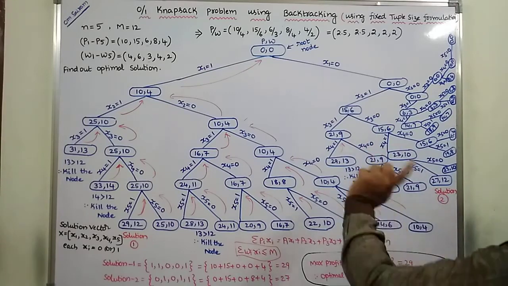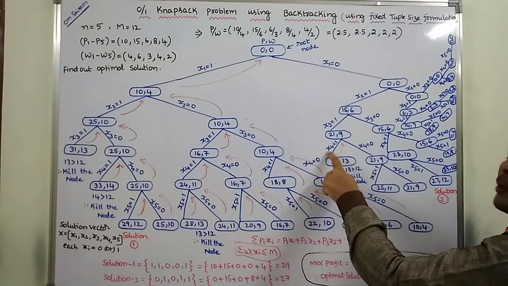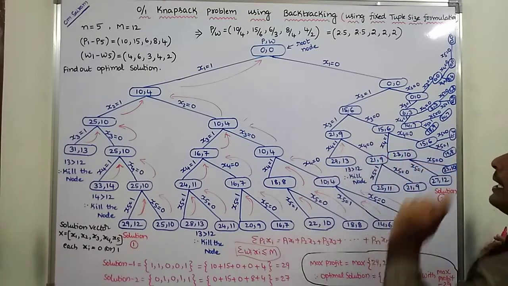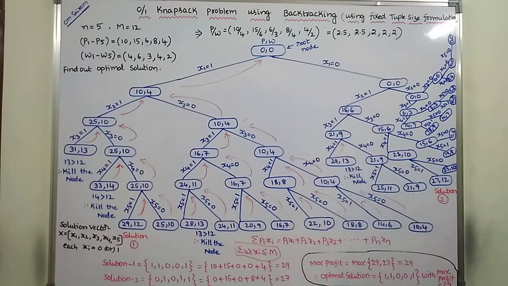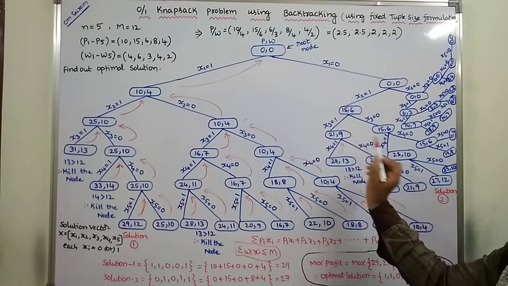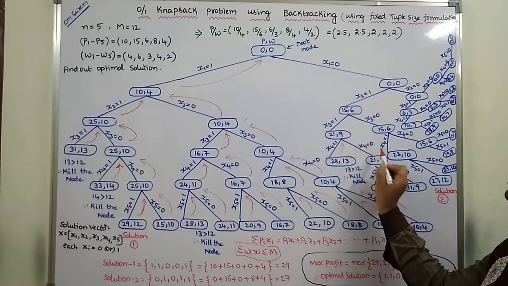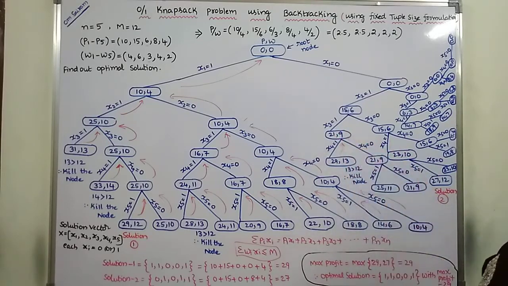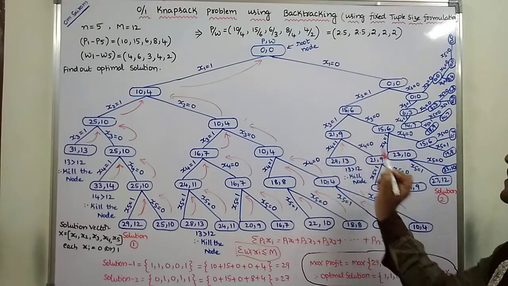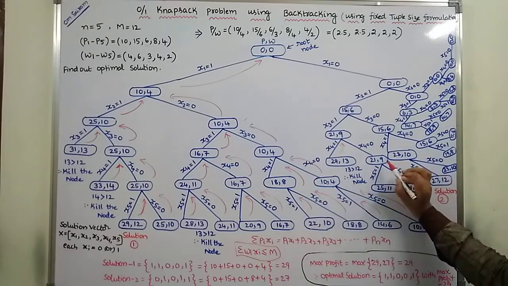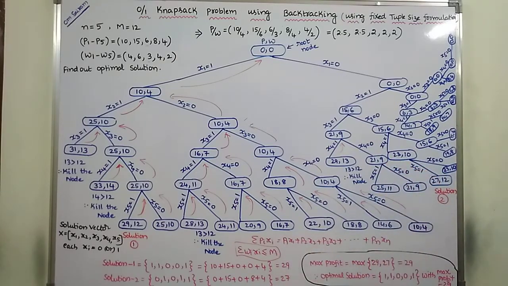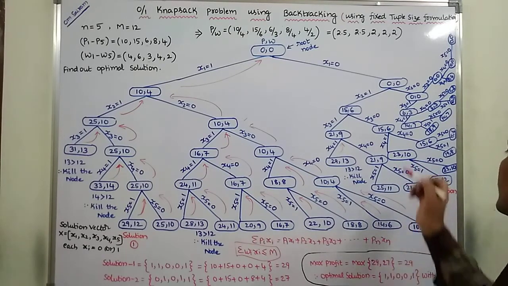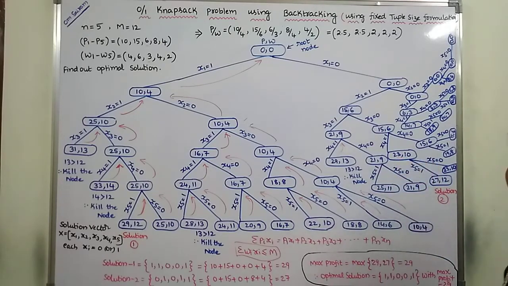Here on the left-hand side x suffix 4 is equal to 1. Another possibility is that x suffix 4 is equal to 0. The fourth object is not considered, so there is no change in the p comma w value. 21 stays the same, 9 stays the same. So here 9 is less than or equal to the capacity of the knapsack, 12. Condition true, so we have to extend that node.